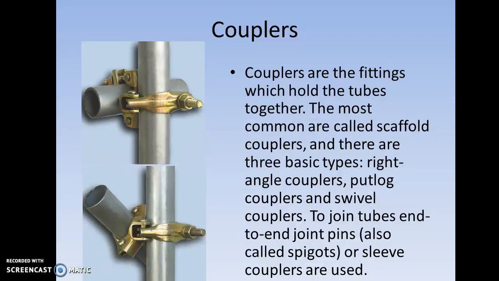Couplers. Couplers are the fittings which hold the tubes together. The most common are called scaffold couplers. And there are three basic types: right angle couplers, put-log couplers, and swivel couplers. To join tubes end-to-end, joint pins, also called spigots, or sleeve couplers, are used.